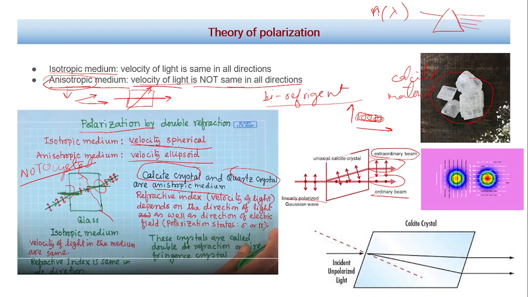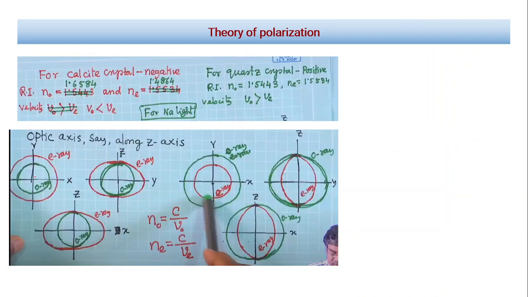An isotropic medium shows velocity spherical behavior, and an anisotropic medium shows a velocity ellipsoid. Now what do we mean by that? We were talking about three axes, right? The x, y, z axes, and one of the axes we'll consider the optic axis. Like here, let's say the optic axis is along the z axis. We can consider any of the directions.